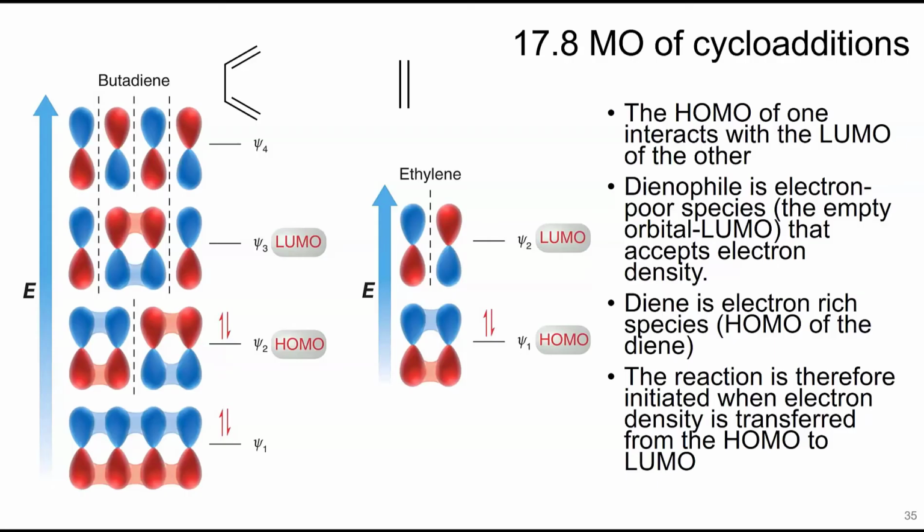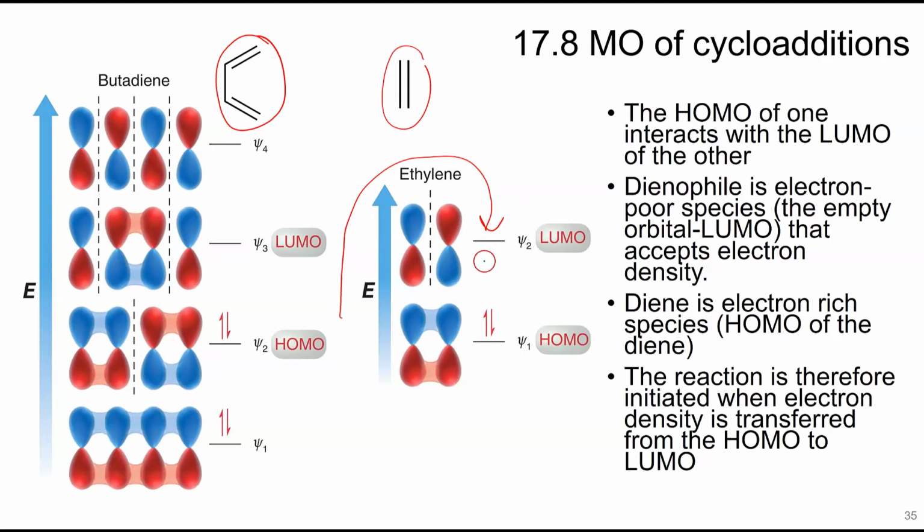In the next section, we'll be looking at molecular orbitals of the cycloadditions. In the molecular orbital that you see on the left, that is the molecular orbital for butadiene, which is this structure, and also of ethylene. The HOMO of 1, so the highest occupied molecular orbital of 1, is going to interact with the LUMO of the other one.